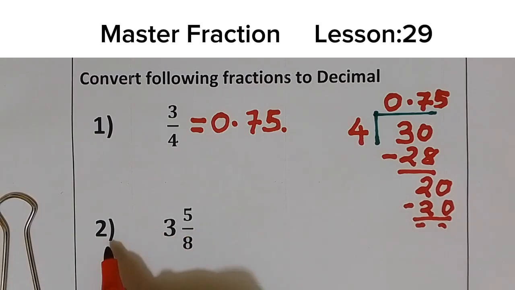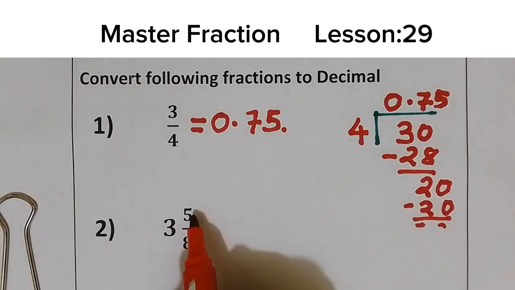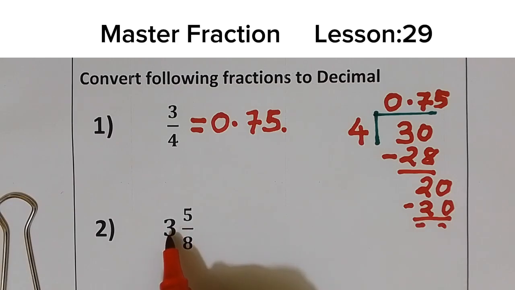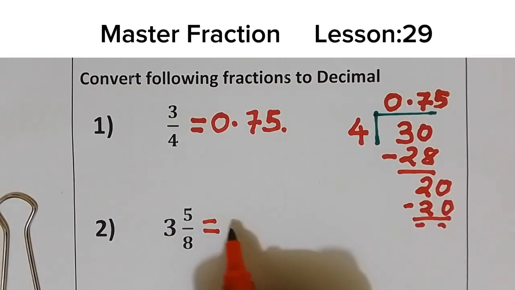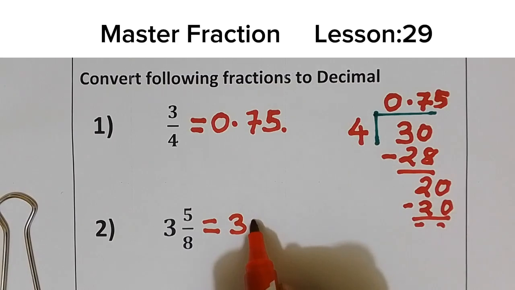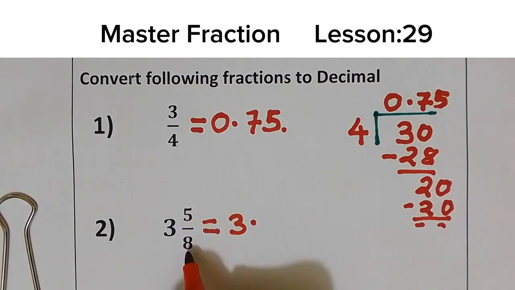Let's go to question number 2. We have 3 whole number, 5/8. We need to put it into a decimal. But remember, this 3 is already a whole number. So this will be equal to 3 and a decimal. We are going to change 5/8 into a decimal.